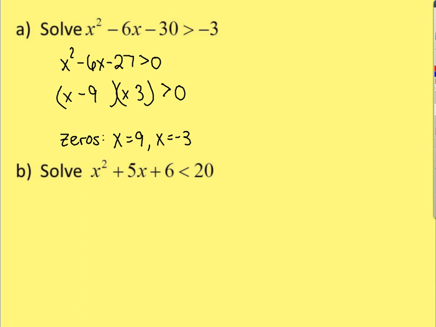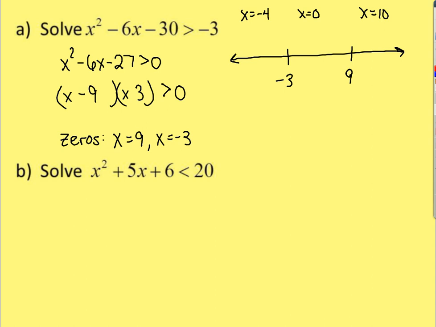We're going to make a line, and we're going to input where our zeros are and then find our intervals. So we need to find a value that is less than negative 3, a value between negative 3 and 9, and a value that is greater than 9. So let's let our value that's less than negative 3 be negative 4. The value between negative 3 and 9, let's let that be 0. And the value that's greater than 9, let's let x equal 10.